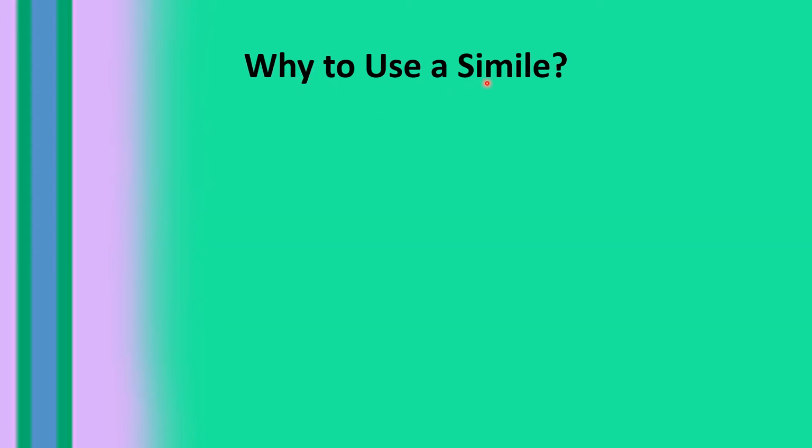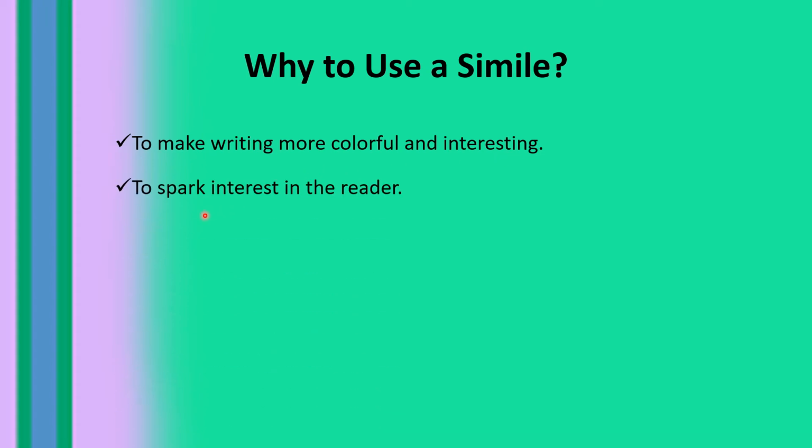Why do we use similes? The simile is used to make writing more colorful and interesting. The writers want to create interest of their readers in their writing. That is why they use similes. To spark interest in the reader. The similes spark interest in the reader, and they like reading the text written by the writer. That is why the similes are used by the writers.